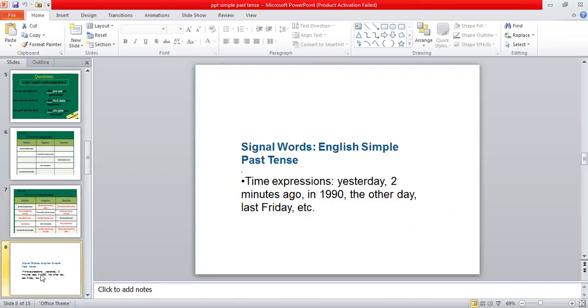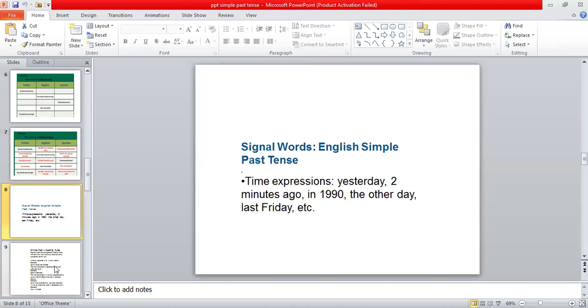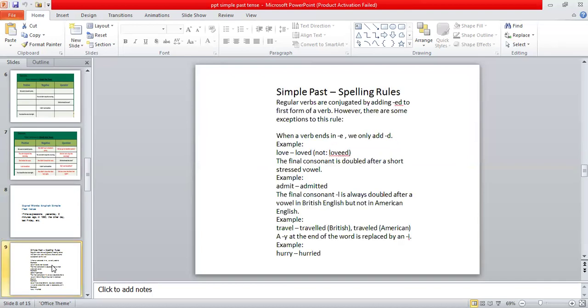Now, the really important thing here is that we have to attempt the question with the correct form of the verb. These are the signal words which tell us which tense to use. If you find these signal words in a sentence, it will be easy for you to decide which tense to use. Yesterday, two minutes ago, in 1990, the other day, last Friday: these are all signal words which tell you that you have to use the past indefinite tense in the sentence.